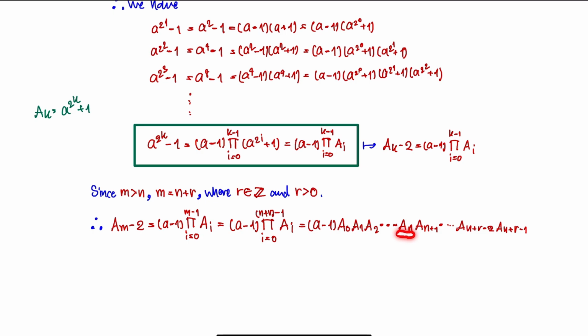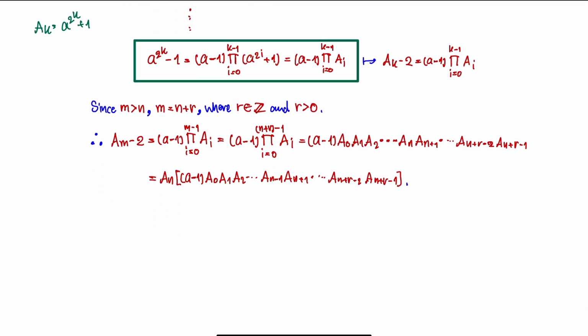We have this a_n. So we can have a_n times the product. I just want to write a_n in front of all the rest of the terms. So we have a_0, a_1, a_2, all the way to a_(n-1). Now a_n is here, so the next terms must be a_(n+1), and all the way to a_(n+r-2) and a_(n+r-1). Okay, great. So what do we have here? We have a_n as a divisor of a_m minus 2, right?